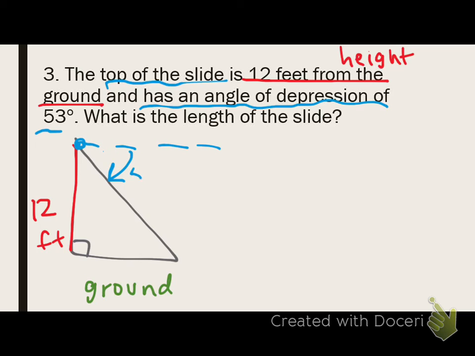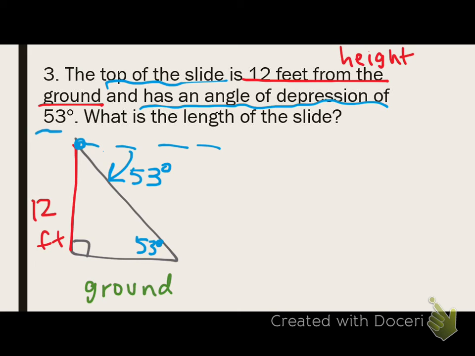It's 53 degrees. It is outside of our triangle, so it looks like it's not helpful. But what information do I know about the angle of depression and the angle of elevation? They're alternate interior, which means that they are congruent, which means I can label this angle as well as 53 degrees.